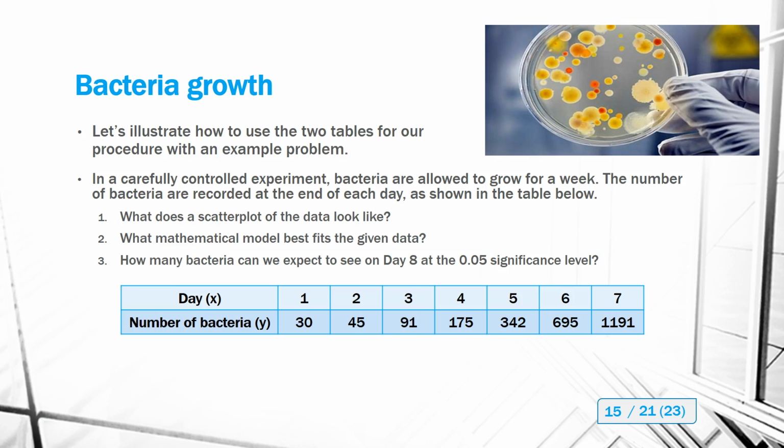So then we're asked three questions. First, what does a scatter plot of the data look like? Second, what mathematical model best fits the given data? And third, how many bacteria can we expect to see on day 8 at the 5% significance level?